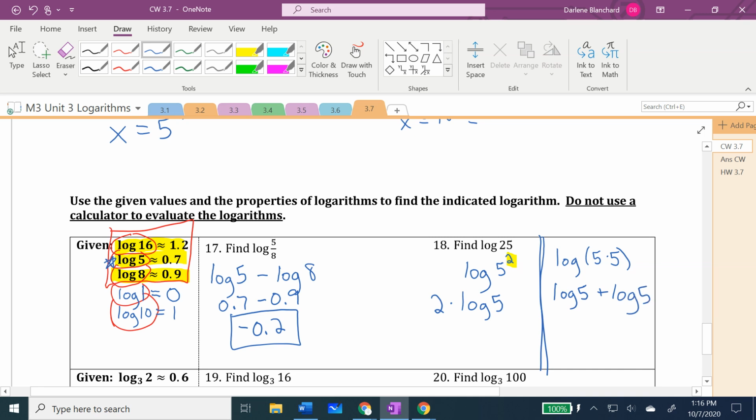So take a look at the fact that there are two ways you can look at it. It's just a matter of how you see it. And then log 5 is 0.7.